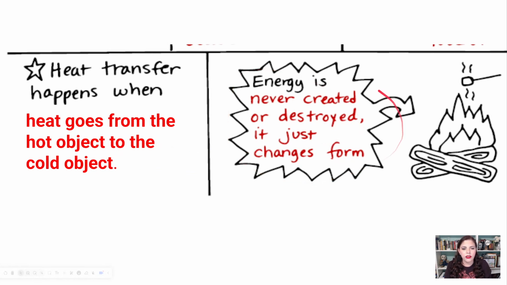Here's the law of conservation of energy: it's never created or destroyed, it's just changing form. We talked about how electrical energy from your phone charger, coming from the outlet and going into your phone, makes sound, light, and heat energy. So that's the law of conservation of energy. And the same thing's going to happen with heat. Heat does not just appear or disappear. It's going to move from one thing to another.